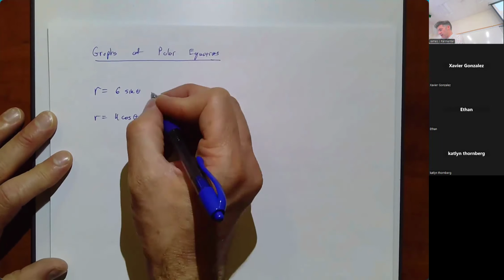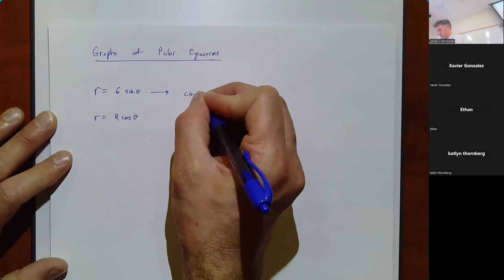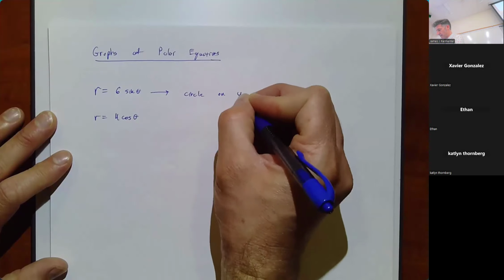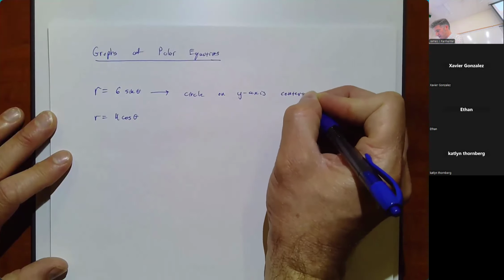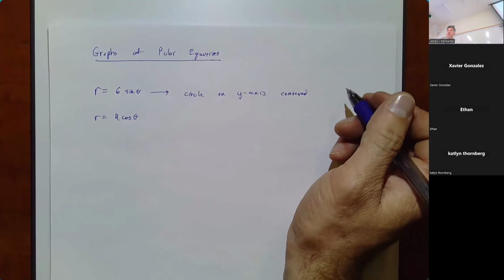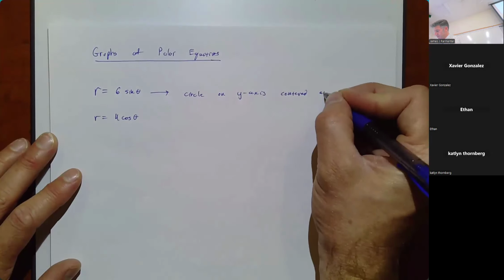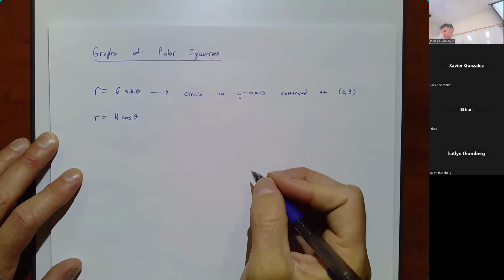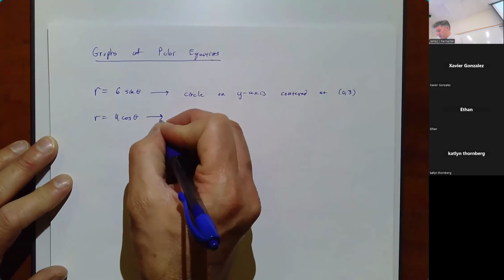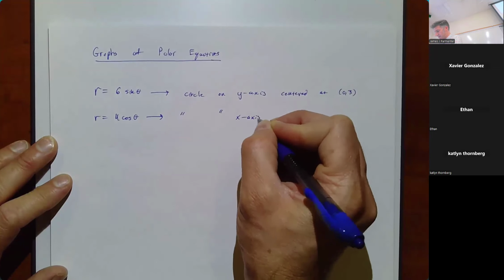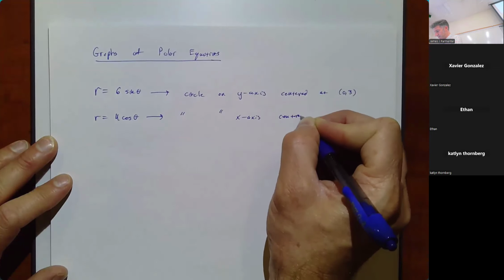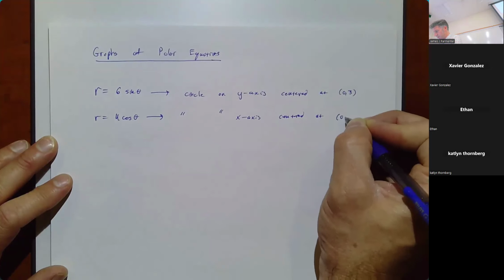R equal to 6 sine theta is a circle on the y-axis centered at (0, 3). Similarly, r equal to 4 cosine theta is a circle on the x-axis centered at (2, 0). Sorry, apologies, I mean r equal to 4 cosine theta is centered at (2, 0).